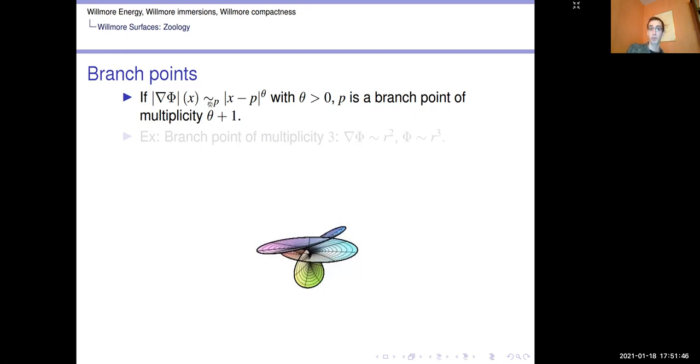A branch point is a point around which Nabla phi behaves like x minus p to the power theta, with theta strictly positive. We say that it's a branch point of multiplicity theta plus 1. And it's exactly the inversion of an end. For instance, to look at a branch point of multiplicity 3, Nabla phi behaves like r squared and phi behaves like r cubed. So at this point, in the C3 picture, it's clear. You can see that I have three sheets which are intertwined around this point. And once more, the multiplicity of the branch point can be seen as a winding order around this branch point.